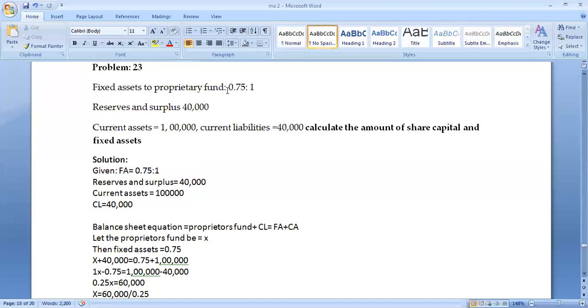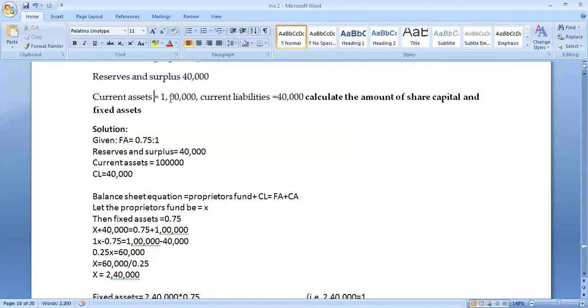Okay? And there is also reserves and surplus. Why are reserves and surplus important whenever proprietary fund information is given? Because this proprietary fund includes all the share capital along with the reserves and surplus, along with any profit and loss account which is given. Clear? So whenever a proprietary fund arises, these reserves and surplus will be given. If not, no worries, ignore this reserves and surplus information. Clear? And current assets is given as 1 lakh, current liability is given as 40,000.